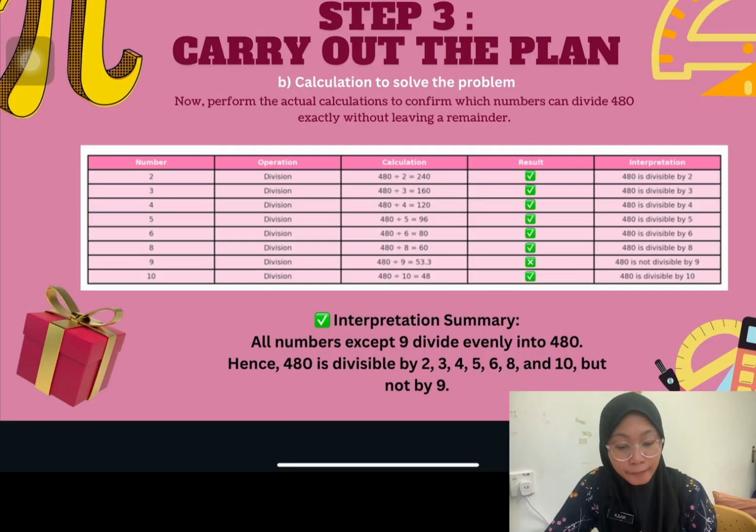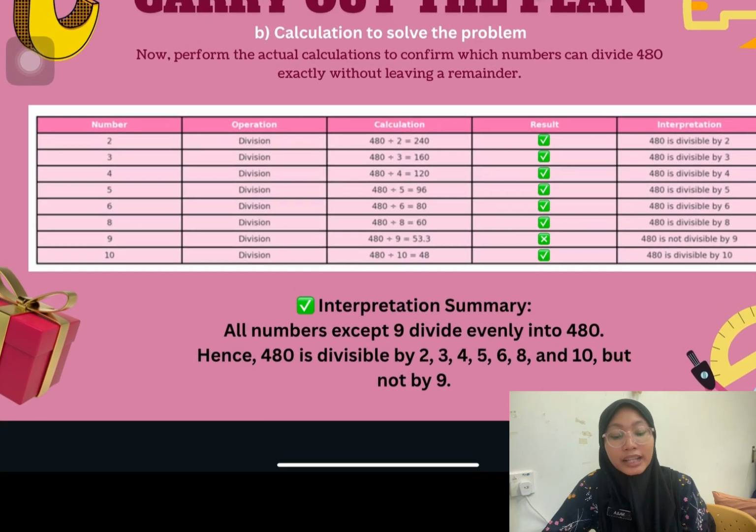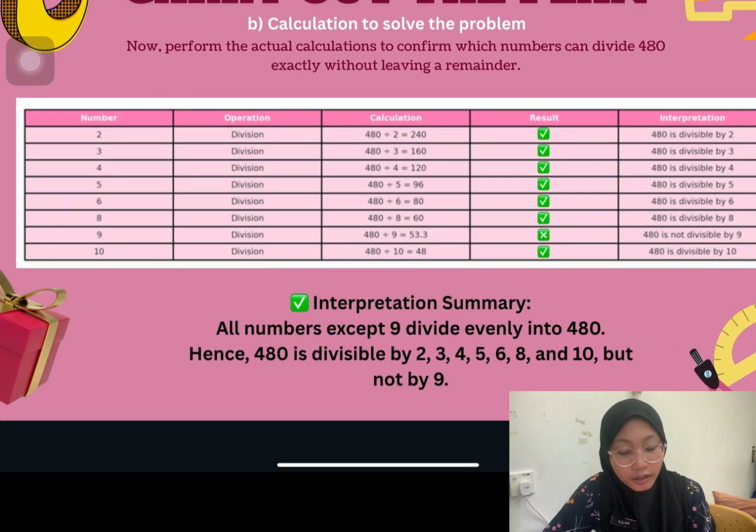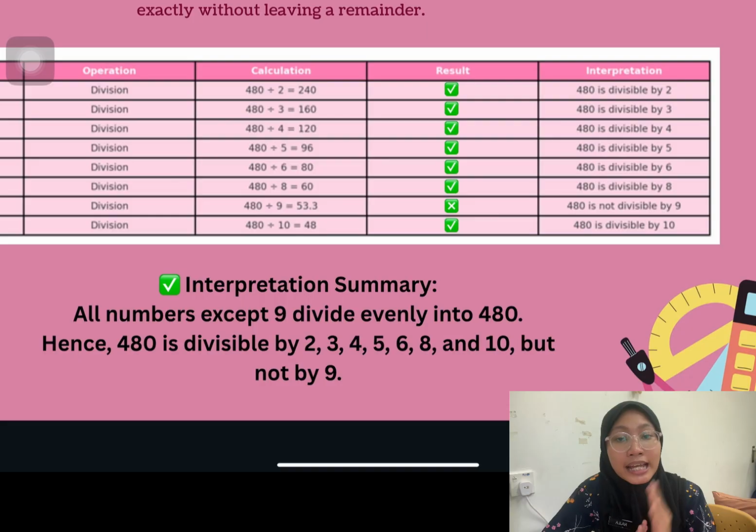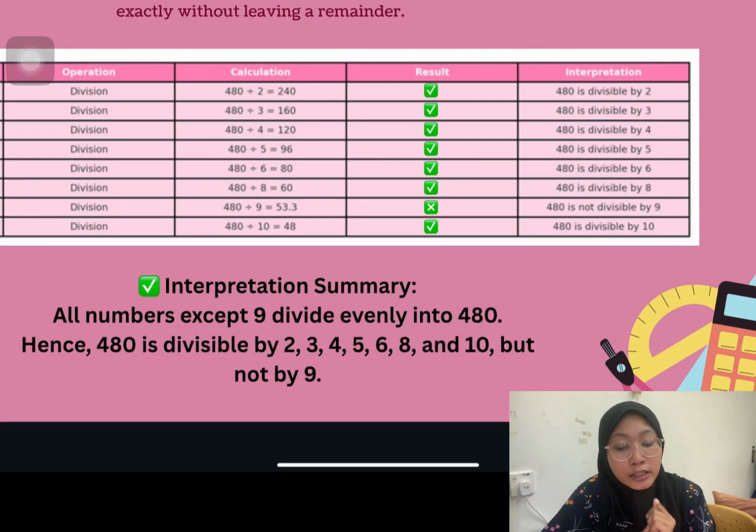So, in this step, we need to calculate to solve the problem. Now, perform the actual calculation to confirm which number can divide 480 exactly without leaving a remainder. So in here we have a table. We have number, operation, calculation, result, and interpretation. As you can see, for number we have 2, 3, 4, 5, 6, 8, 9, 10. We don't have 7 because 7 has no simple divisibility rules.